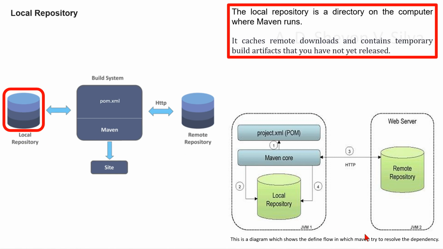Here you can see the diagram. This is a diagram which shows the defined flow in which Maven resolves the dependency. Here you can see step 1: Maven core reads project.xml, here pom.xml.